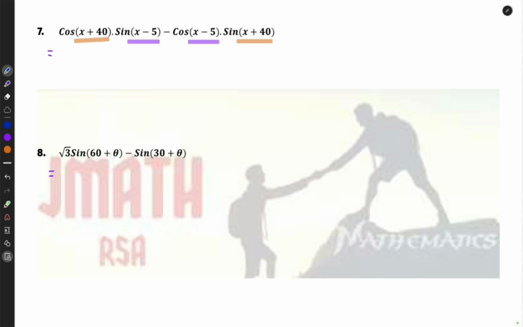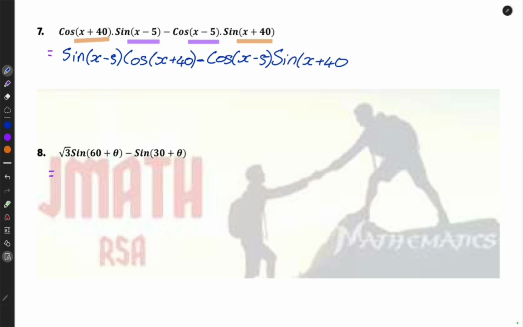Okay, so in this case, I can just say this is going to be sine A minus B. So I'm just going to rewrite as sine x minus 5 cos x plus 40, and then minus, the cos goes first again. So this one on the right is actually in the correct order, but then it has a sine x plus 40. Okay, great. So I can then see this is just sine A minus B. So I'm going to rewrite it as sine, and then please use your block brackets, x minus 5 minus x plus 40.